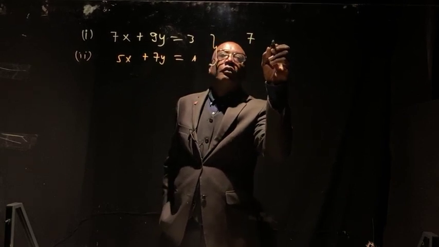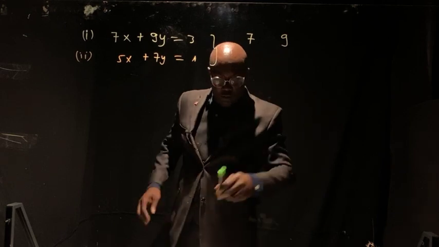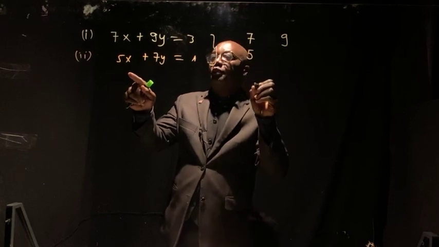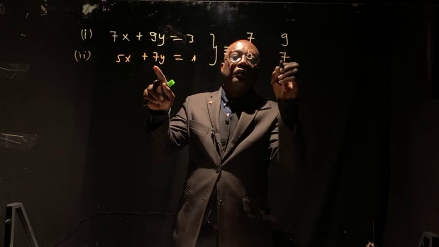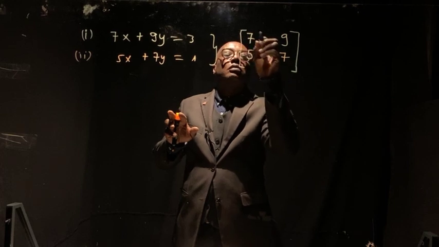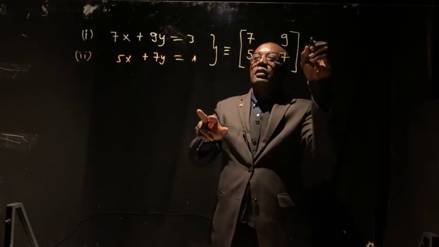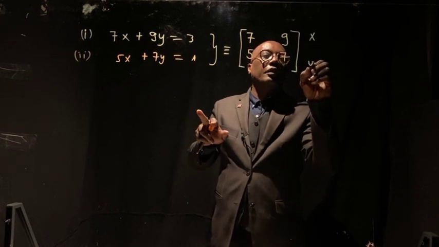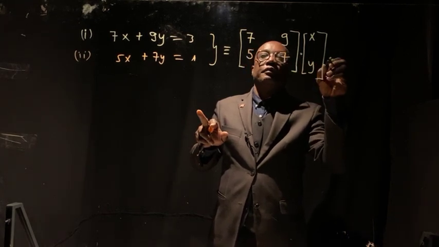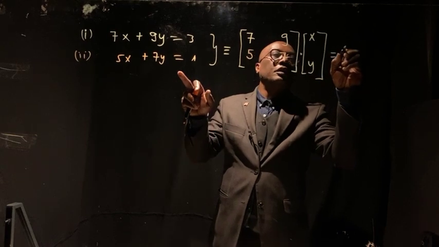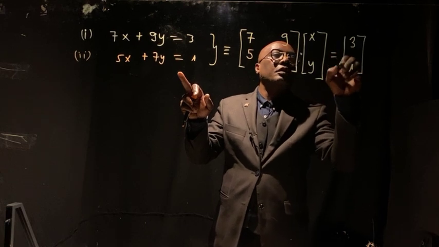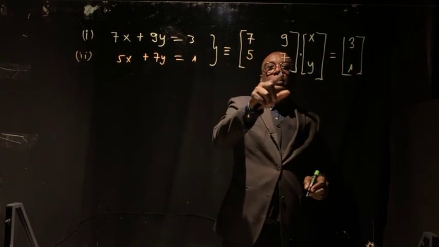7, 9, 5, 7 multiplied by x, y, equals 3, 1. This equation can be expressed in this form.